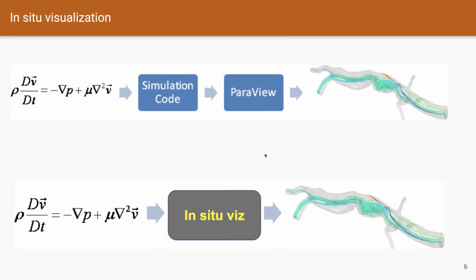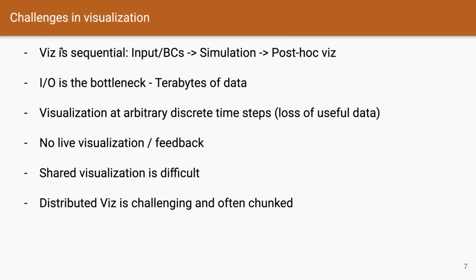The simulations are being taken over and being run on certain number of nodes, while the rendering also happens live in other nodes, so you can clearly see what the results are while the simulation is running and probably make changes to it. What are the challenges we have is, typically the visualization is sequential. You start with input and boundary condition, run your simulation, then post-hoc do that visualization. We want to break the cycle and be able to look at the results while the simulation is running.